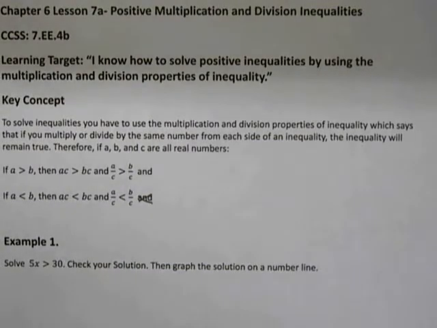So essentially what that's saying is that if you multiply or divide the same number on both sides of an inequality, just like an equation, everything is going to stay balanced and things won't really change. Okay, let's do a couple of examples of this so you can kind of see it in action.